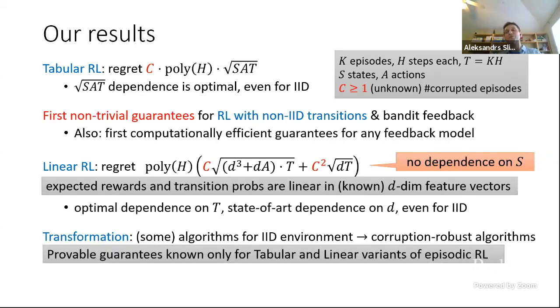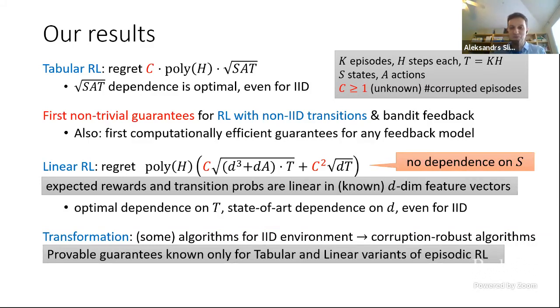Moreover, we have a general transformation which takes an algorithm for the IID environment and makes it robust to corruptions. So we obtain provable guarantees for tabular and linear variants, which are essentially the only two variants of episodic RL where people know how to prove things. But in principle, we expect to obtain provable guarantees for any variant when we know how to analyze optimism under uncertainty in the IID model.